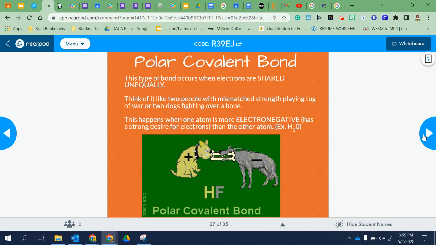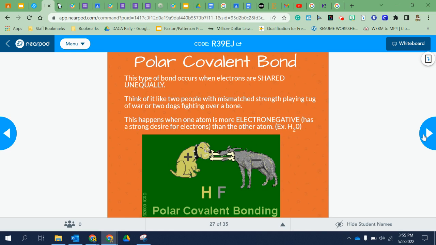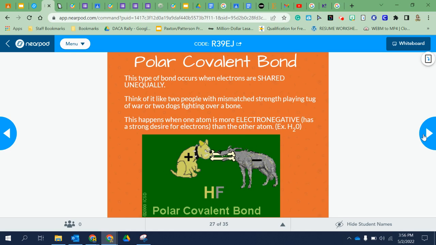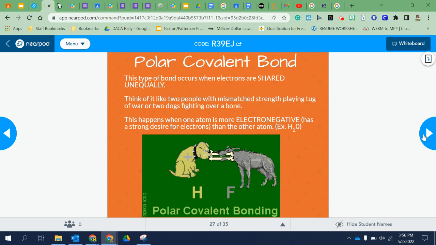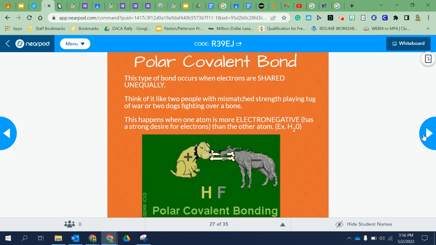Think of it like two people with mismatched strength playing tug of war, or the two dogs below fighting over the bone, right? You see the hydrogen dog, he still has a bone in his mouth, which means they're kind of sharing it. But in this case, they're not sharing it equally, right? The gray dog is more electronegative, and so it has more pull. So you see, it has more of the bones. That's kind of like the bones are like the electrons. The gray dog, the fluorine dog, and fluorine is a type of element, actually has more electronegativity, so it pulls more than the other one.